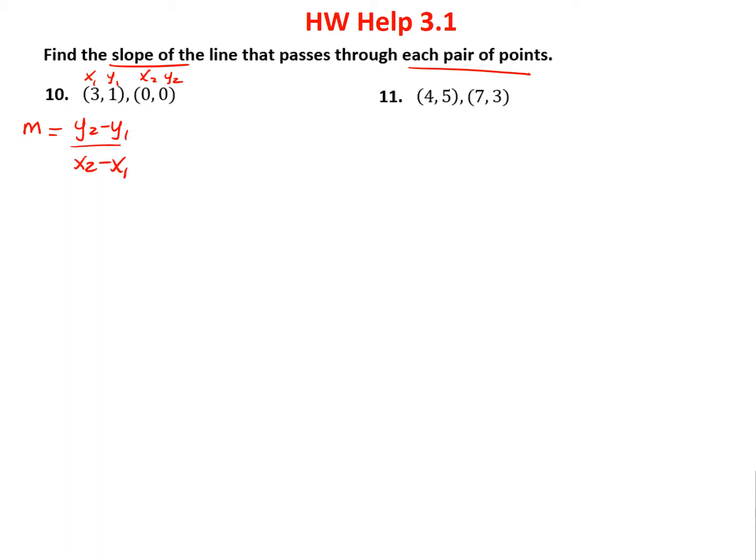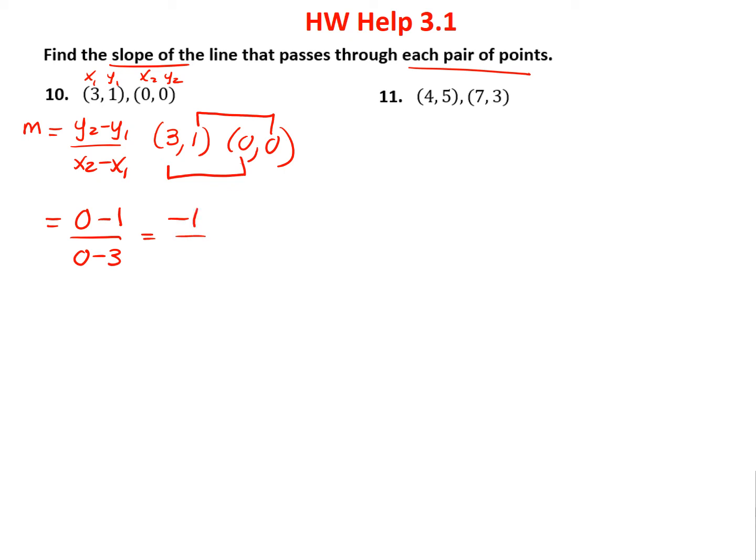Now another way to see that, if I expand this, I have 3 and 1, and 0 and 0, this is my second point. So when I go to write this, I take this y, 0, and subtract this one. So I have 0 minus 1, and then 0 minus 3. So 0 minus 1 is negative 1, and 0 minus 3 is negative 3. A negative divided by a negative is positive. So my answer is the slope is 1/3.